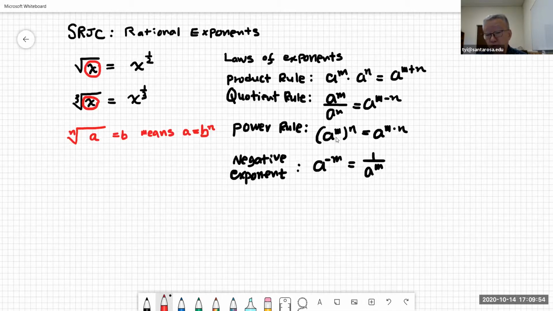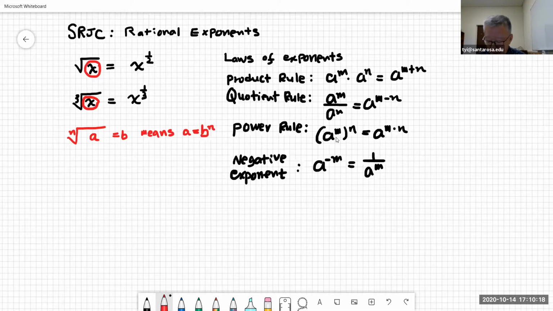Because you're going to have to multiply both sides by the reciprocal of n, because a to the 1 over n. So in order to make it a, you're going to have to multiply both sides by the reciprocal of that n, and that's what you get, n on the right hand side.